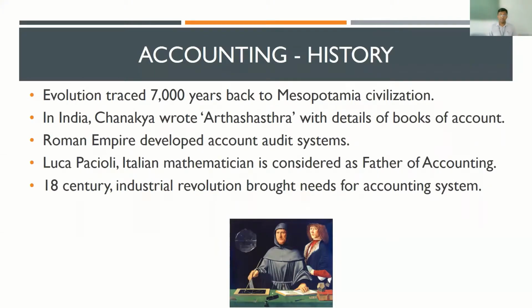forms of bookkeeping. Then in India, Chanakya had written a book which is referred to as Arthashastra. We all know Chanakya. Chanakya was the advisor to Chandragupta Maurya, the founder of the Mauryan dynasty. Chandragupta Maurya was a shrewd king, and Chanakya was his advisor.